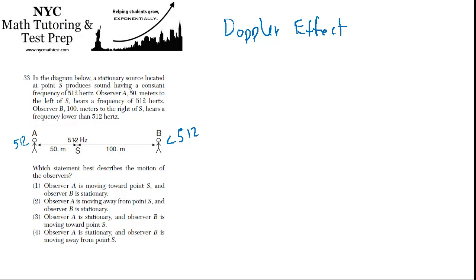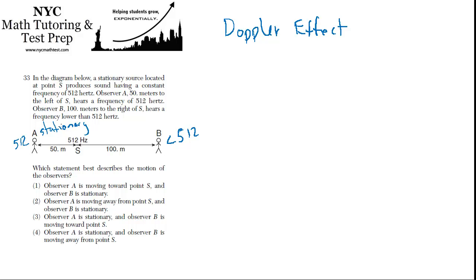It has to do with when a source is producing a sound at a certain frequency. The observer, observer A, observer B, will receive the same frequency if they're not moving relative to the source. So observer A is receiving 512 Hz, which is exactly what the source is producing. So A must be stationary also.